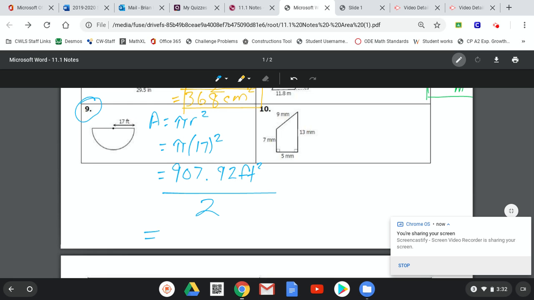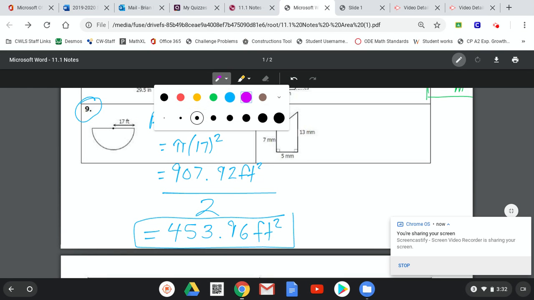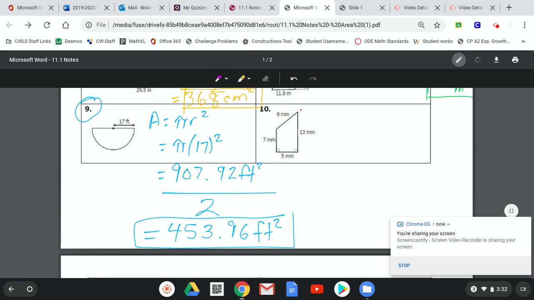And when we do that, we get a final answer of 453.96 feet squared. So that is our final answer for number 9. We're looking here at number 10.